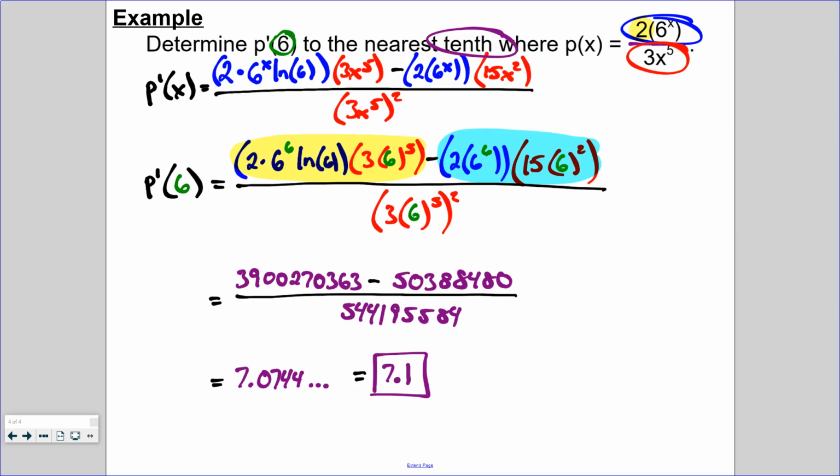And there you have it, using the product and quotient rules to find the derivative of exponential functions with any base.